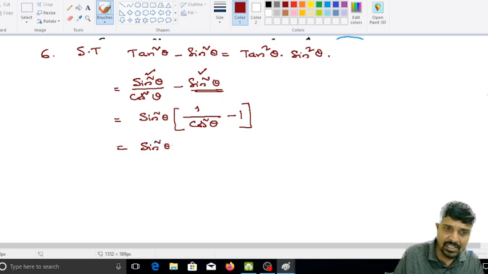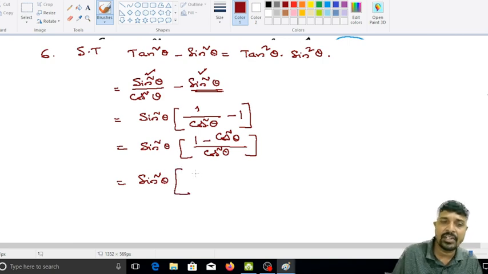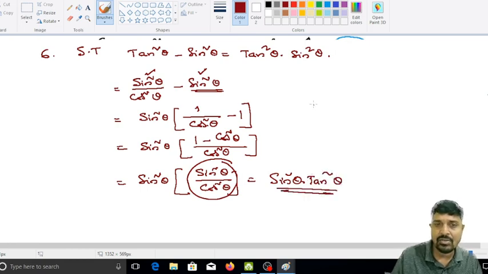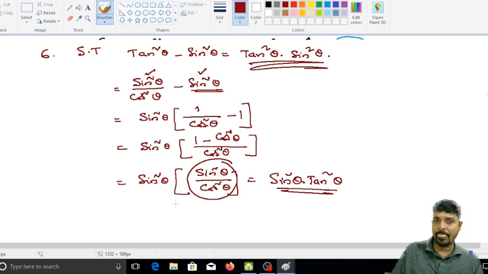Now tell me what it is. Sin square theta times, cos square theta is the LCM, here it is 1 minus cos square theta over cos square theta. Now this is sin square theta, and here 1 minus cos square theta. So what is 1 minus cos square theta? Sin square theta, and the denominator is cos square theta. Now this is sin square theta, and sin square theta by cos square theta is going to become tan square theta. So the answer is this. Got it? Okay, we'll go for the next one.